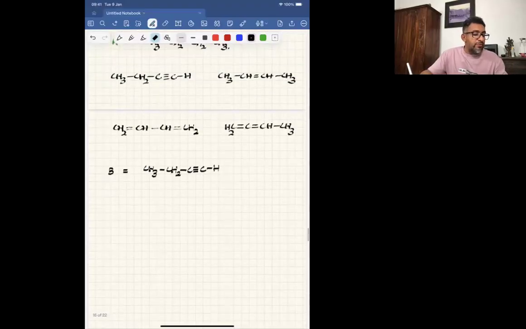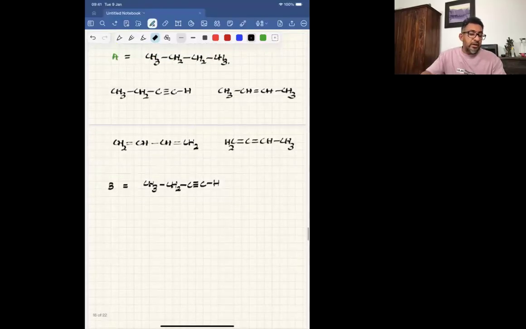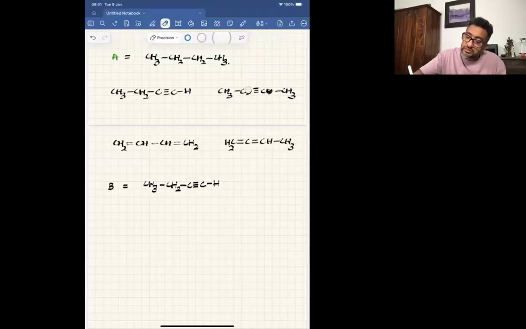C is an isomer of B. Gives D when dilute sulfuric acid and HgSO4 is present. D reacts with the solution. That means there should be a triple bond. So isomer means it should be this. This one. No hydrogen here. Triple bond should be there. Triple bond, right? So that should be that. C is that.